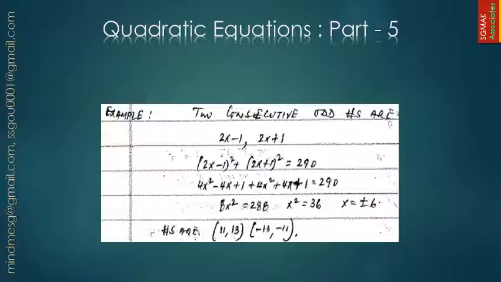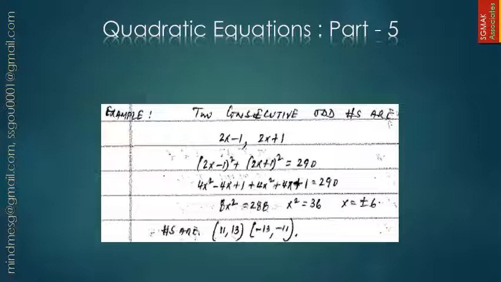Two consecutive odd numbers here. We have them as 2x minus 1 and 2x plus 1. For any value of x, 2x is even, so 2x minus 1 will be odd. And then if you add 2, you get another odd number, the next consecutive odd number. So the sum of the squares, (2x minus 1) squared plus (2x plus 1) squared, is 290.